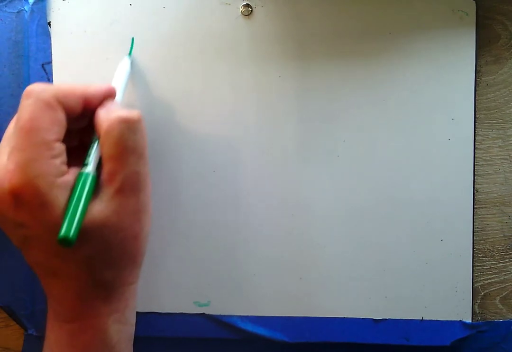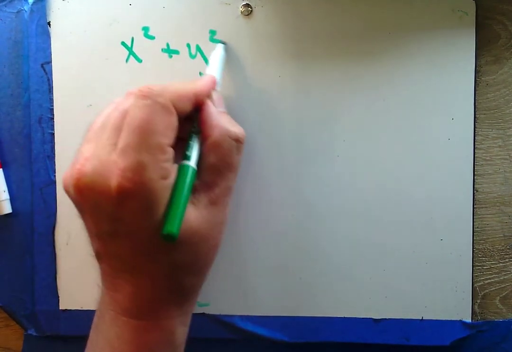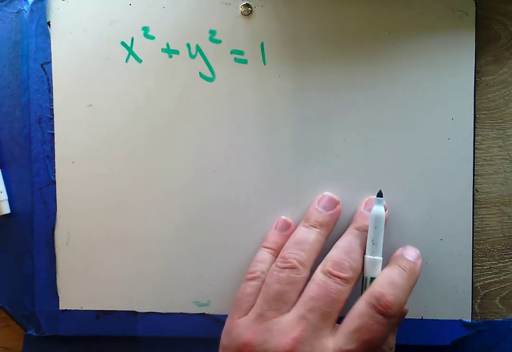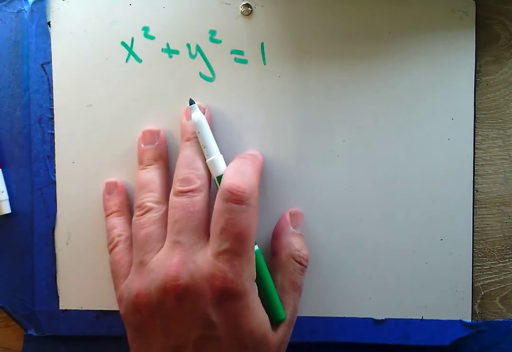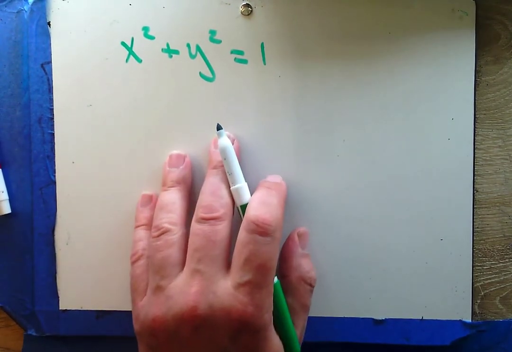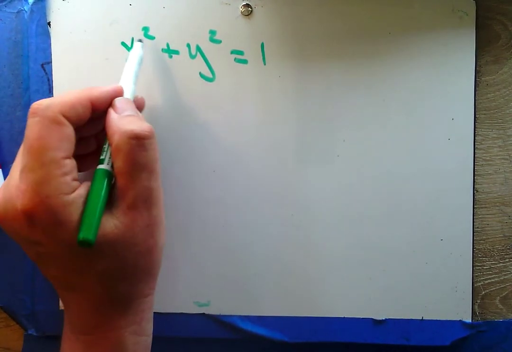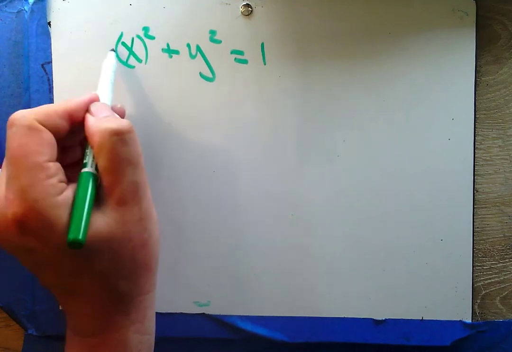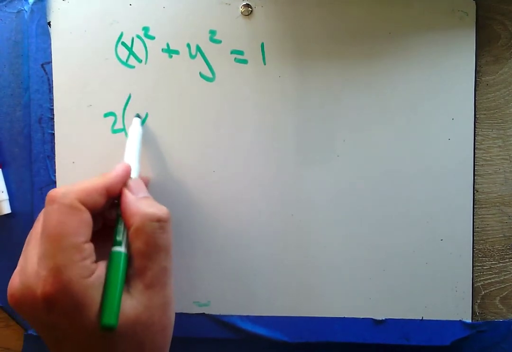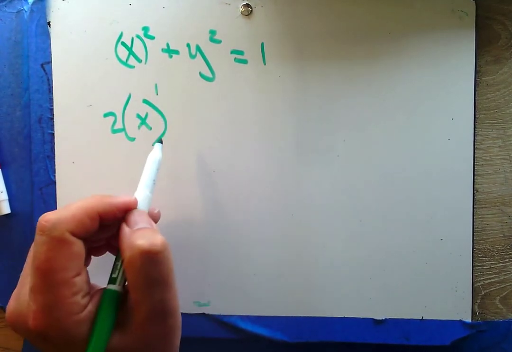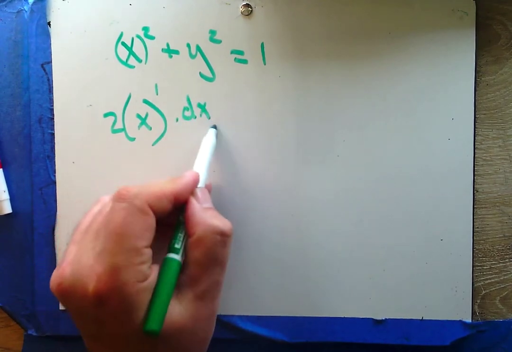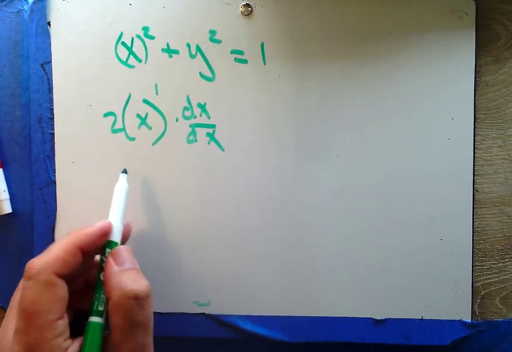There we go. X squared plus y squared equals 1. Can you do it? Can you try it? Give it a try. Pause the video, give it a try. Come back when you're done. Okay, welcome back. So again, I'm taking the derivative of the outside. I'm leaving the inside alone. I'm subtracting 1.